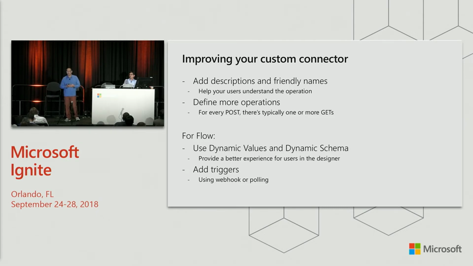You add more operations. Initially, we typically ask you to start small, but then whatever set of operations you provide should be meaningful. And if you want to use Flow, there are more things you can do to improve the user experience. For instance, if you use some of the out-of-the-box connectors in Flow, you will see that sometimes when you have an input parameter, we give you a drop-down where users can select. That's what we call dynamic values. So those are things that you can do.